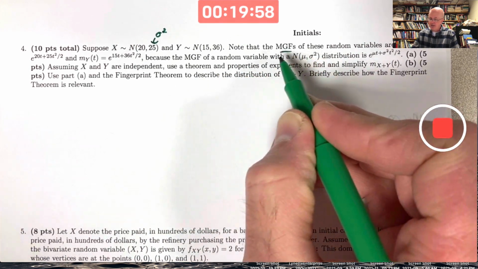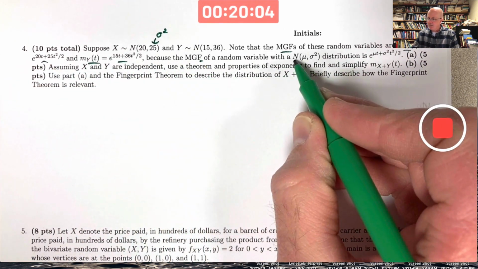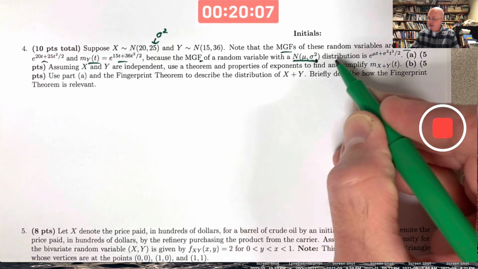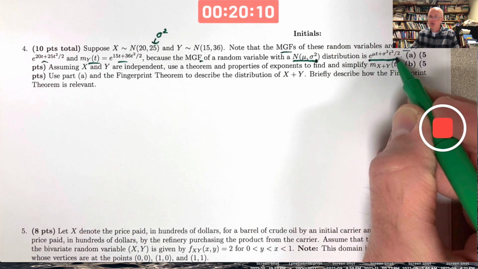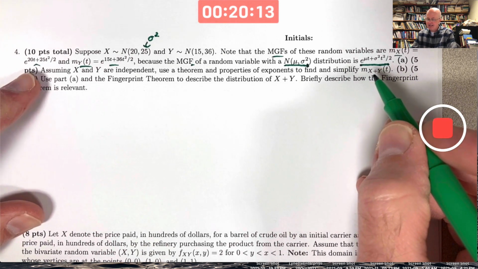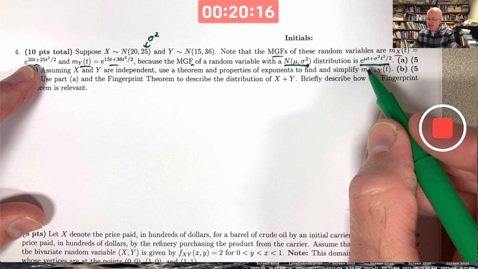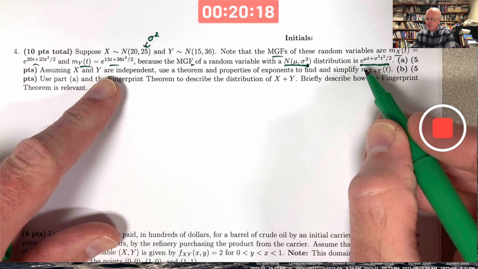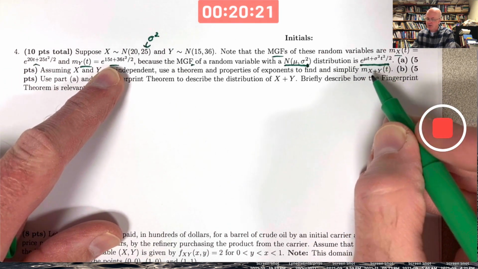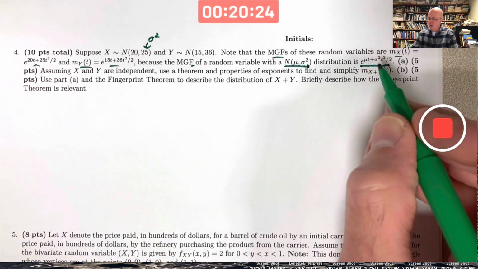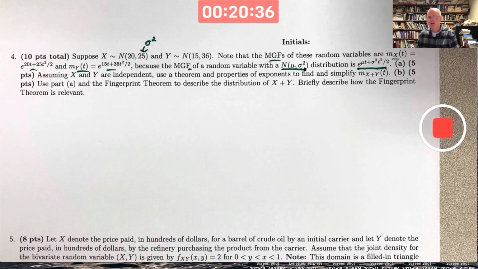Note that the MGFs of these random variables, moment generating functions, are these formulas. Why? Because for a normal distribution with mean mu and variance sigma squared, the MGF is that. For X's case, I'm replacing mu with 20 and sigma squared with 25. And for Y, I'm replacing mu with 15 and sigma squared with 36. But it's good to note the general fact there as well. Now, I gave these to my students for this problem. I didn't have to. For my students, you should be able to look that up in the table. But this helps save time and helps save mistakes.